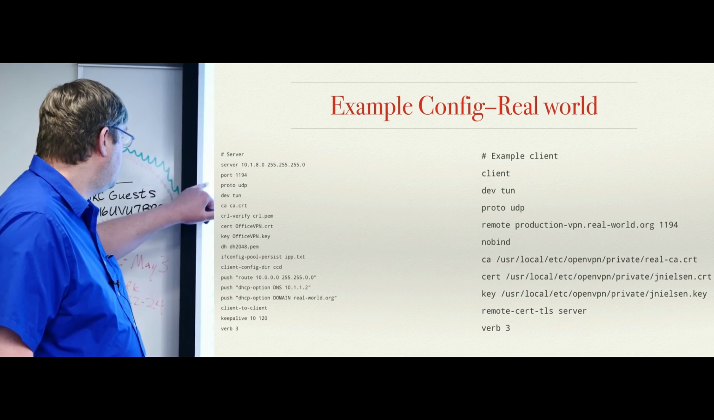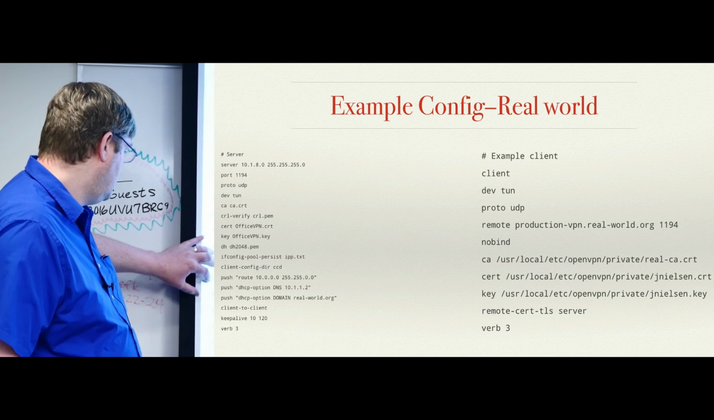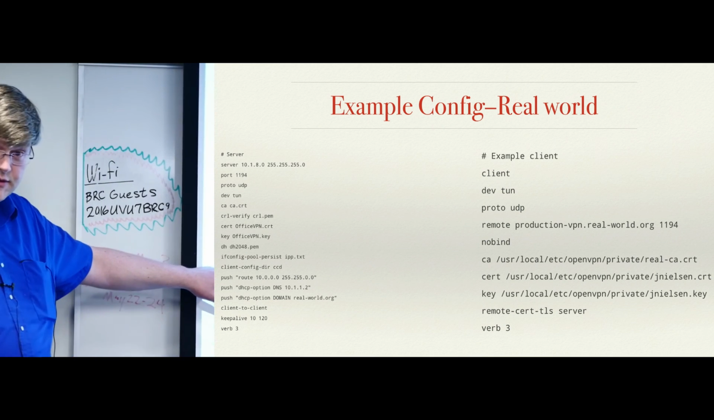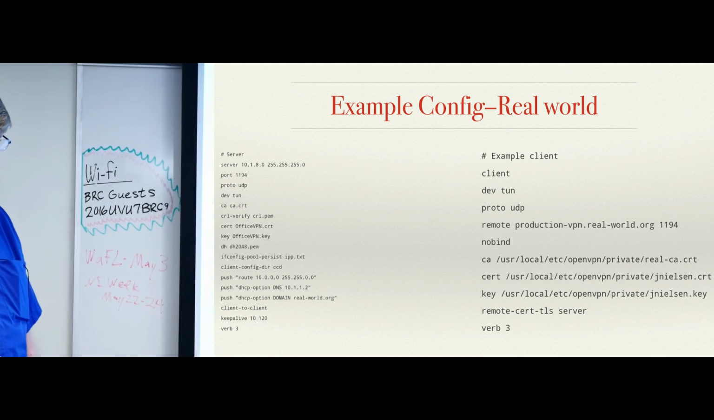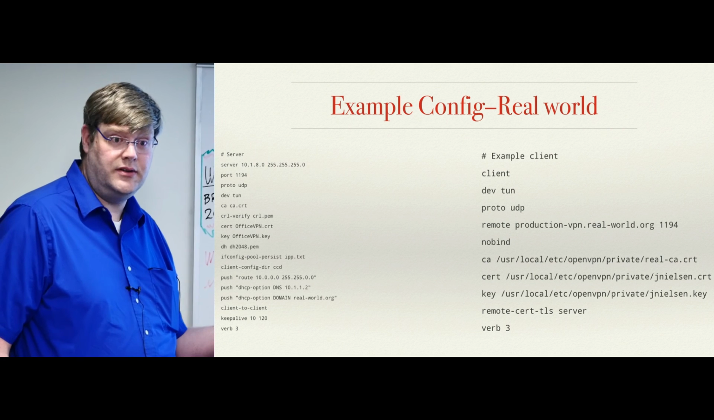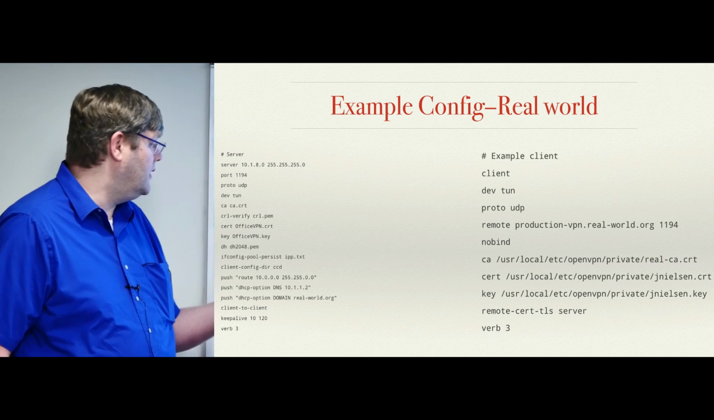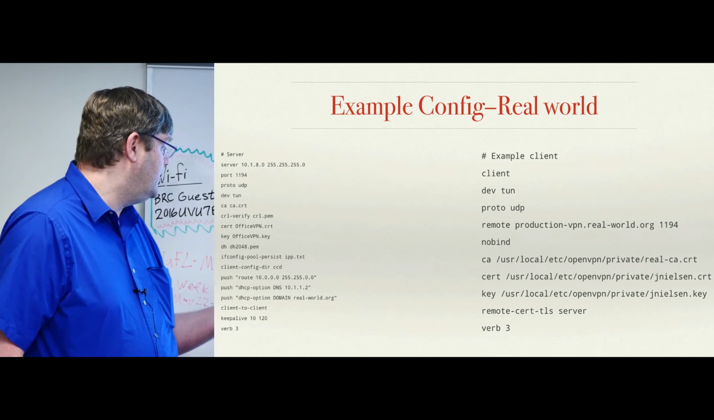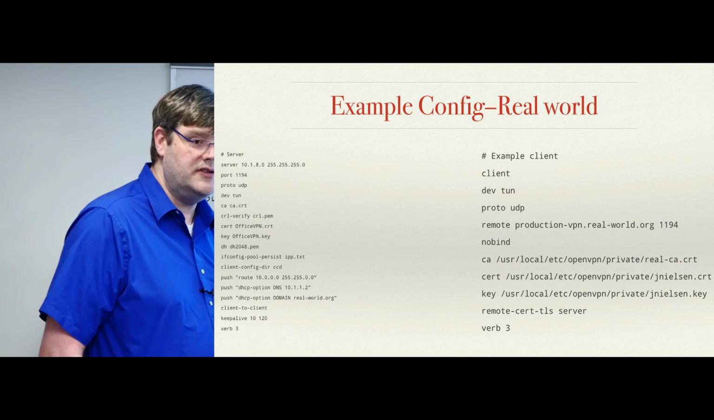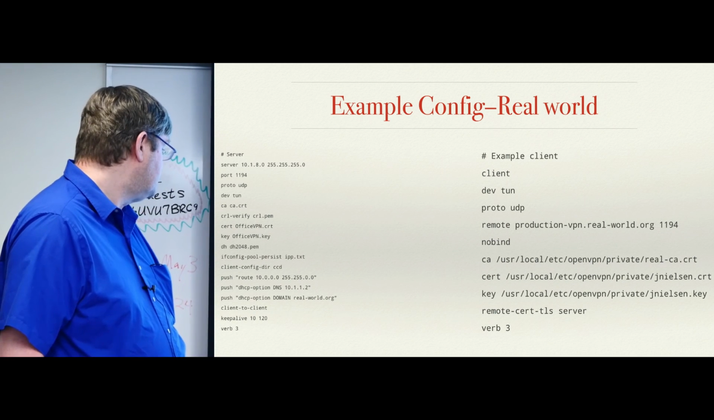Similar to the other one, we've got server, port, proto, dev. This is all PKI stuff. CRL is a certificate revocation list. So what we didn't do in the last one is have the ability to fire someone and invalidate their certificate. This will do it. It says, hey, I'm going to check for this certificate revocation list. Things that are on there will not be considered valid, even if they're otherwise valid for the CA.